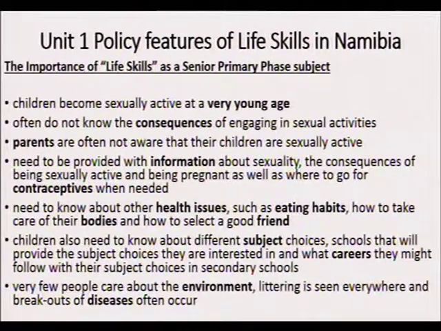Very few people care about the environment. Littering is seen everywhere. Breakouts of diseases often occur. I think at the moment we are very much aware of the hepatitis E outbreak that is going on, and that is because of this hygienic littering at the moment. So life skills is extremely important at all ages.